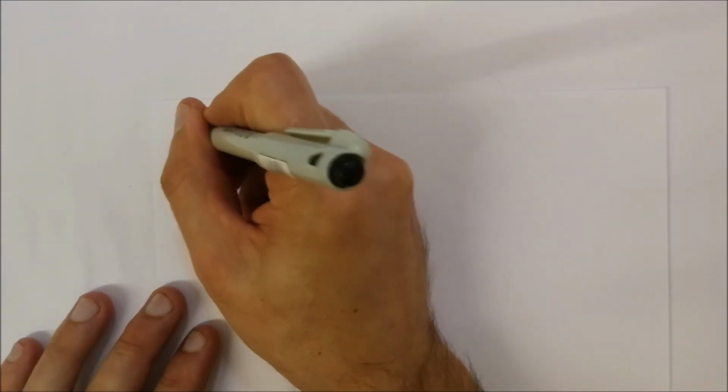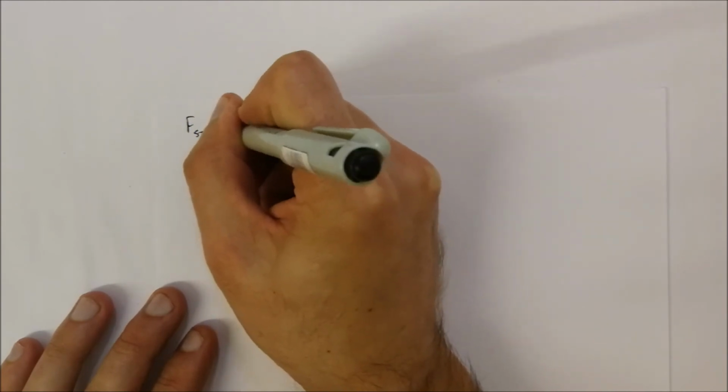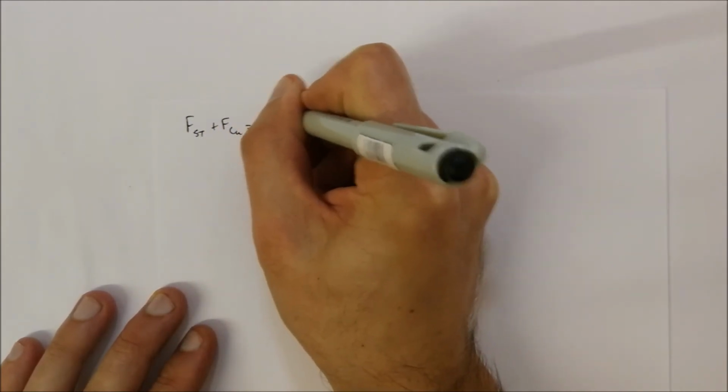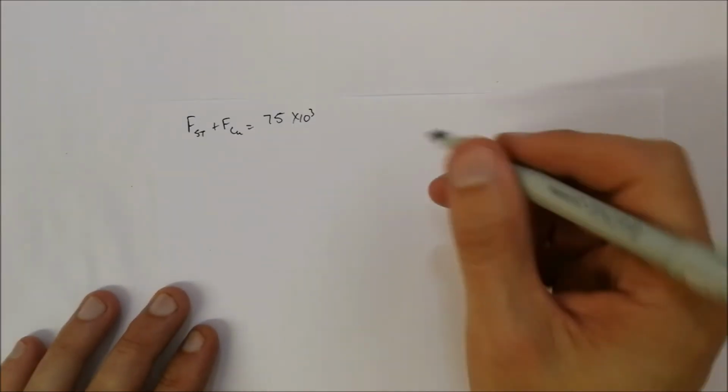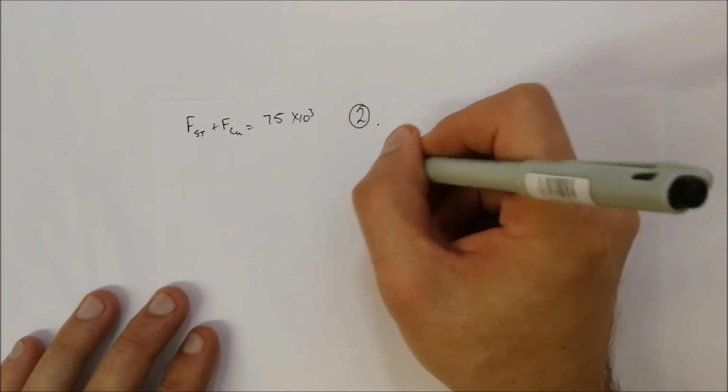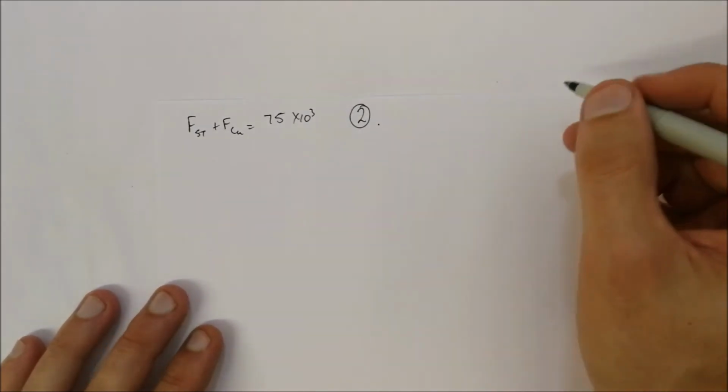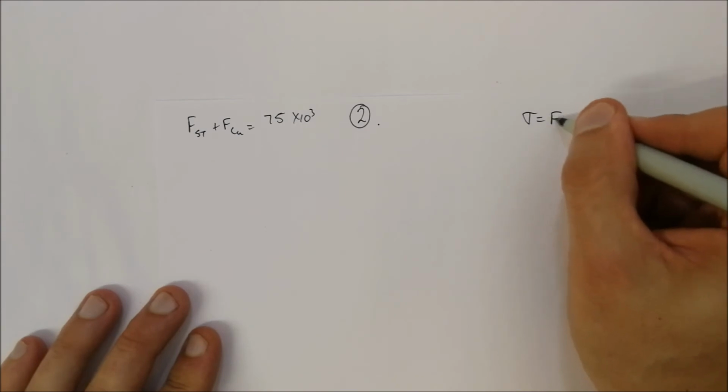Right, now that we've done that, let's have a look at our other equations. We did say that the force of steel plus the force of copper is equal to 75 kilonewtons. So the force of steel plus the force of copper is equal to 75 times 10 to the 3 newtons, and if you remember, that was our equation 2. Now let's look at that. Remember, stress is equal to force over area.